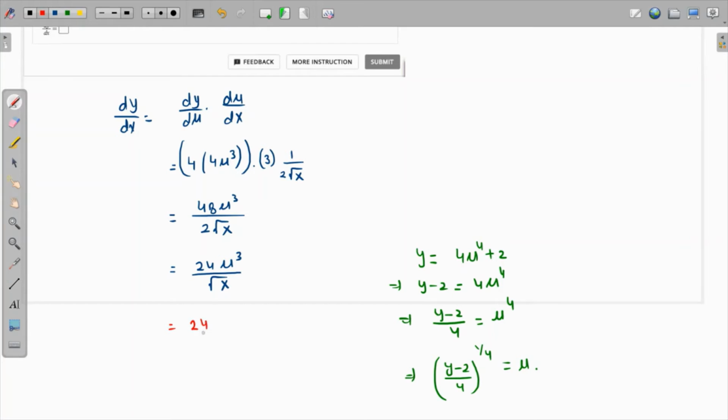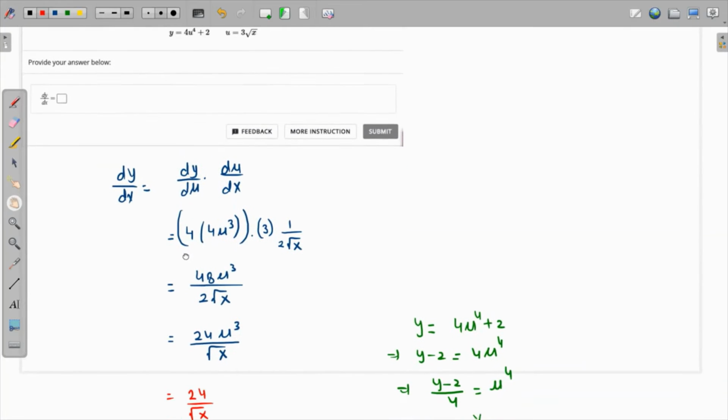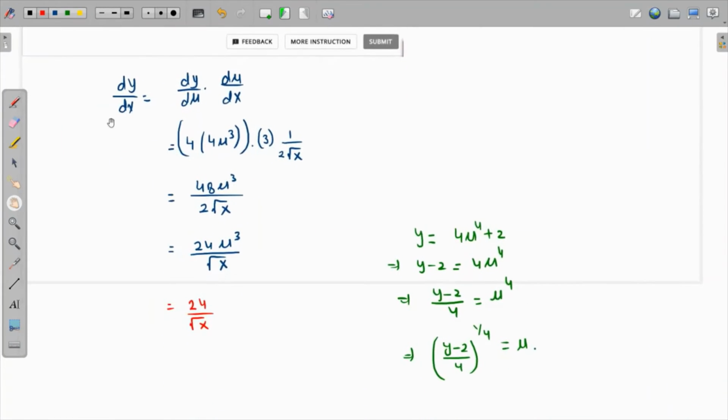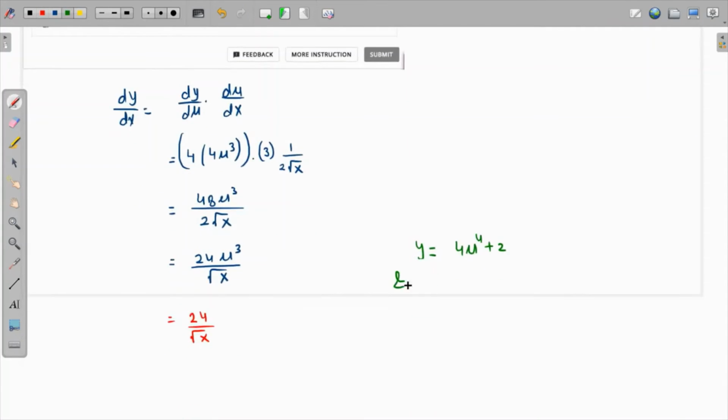So that will be 24 over root x, but again, this u will only be in terms of y and not in terms of x. So I think it's a good idea, rather than doing this, to replace this u in terms of x, because u is already given as 3 root x. So u is 3 root x, and we are going to substitute it in the top expression.